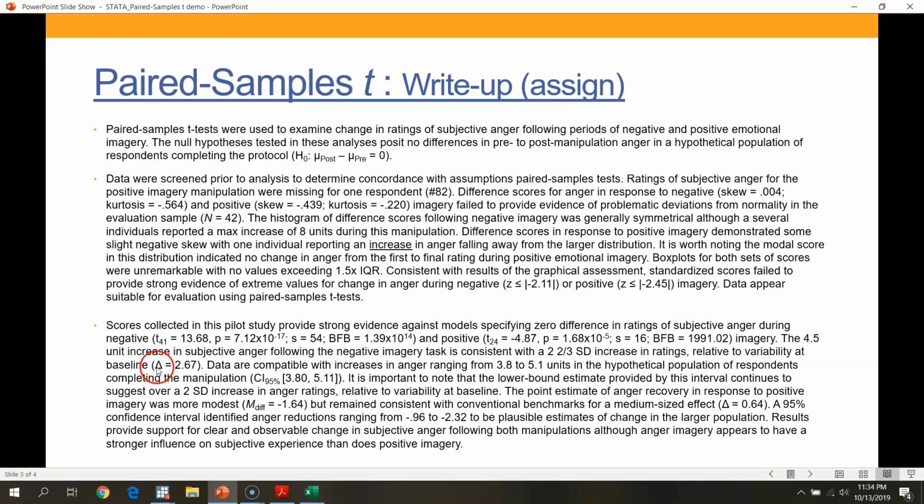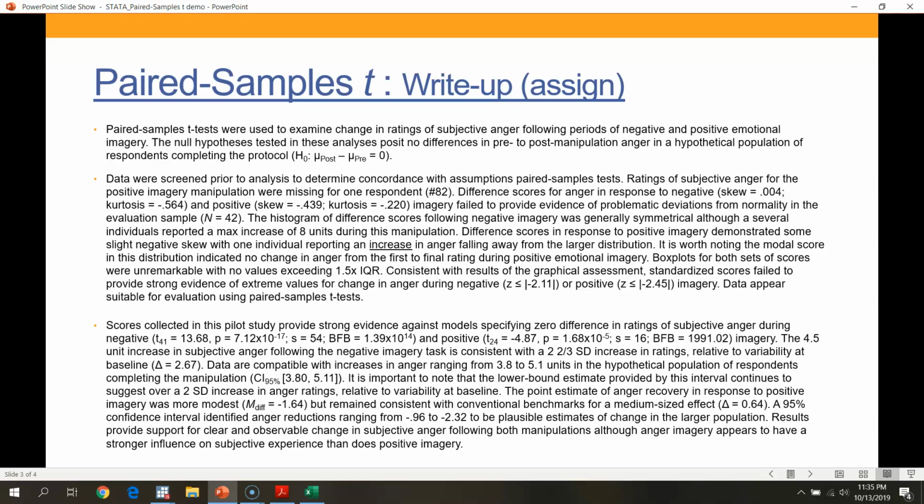Again, that's actually incorrect. That's not delta, that's d average, so we need to fix that. Data are compatible with increases in anger ranging from 3.8 to 5.1. Here's our confidence interval. We'd say that the lower bound provided by the interval continues to suggest over a 2 standard deviation increase in ratings relative to baseline. Recovery was more modest, but consistent with conventional benchmarks for a medium effect. The 95% confidence interval indicated reductions of 0.96 to 2.32. Again, this provides clear and observable evidence of change in anger following both manipulations, although it looks like anger imagery appears to have a stronger influence on experience than positive imagery.